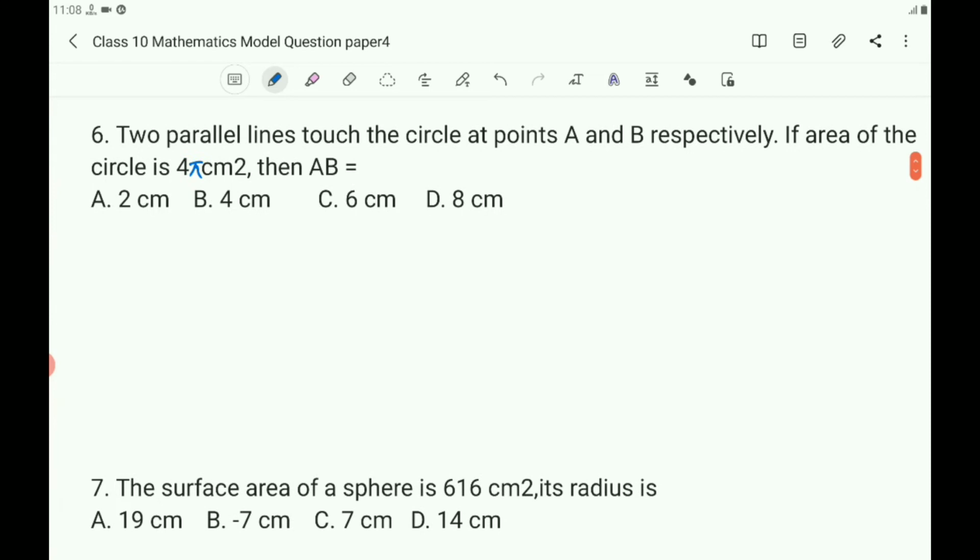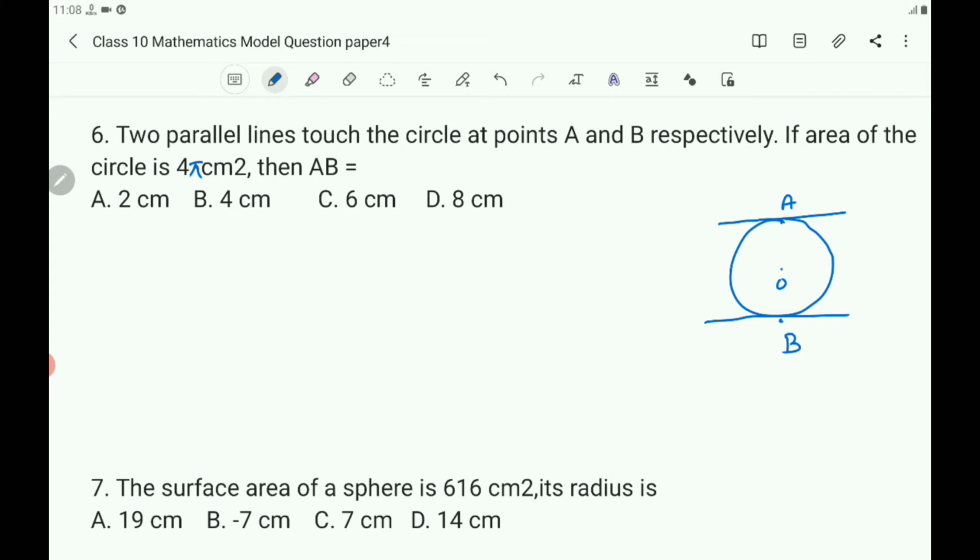Next you take the 6th question. Do two parallel lines touch the circle at point A and B respectively? If area of the circle is 4 pi cm square, then AB is. Here let us have the rough sketch. This is the rough sketch of the circle and this is the center. Two parallel lines touch the circle at point A and B. So let us have, here this is a line and the other line is this one. Both are parallel and they touch the circle at A and B.